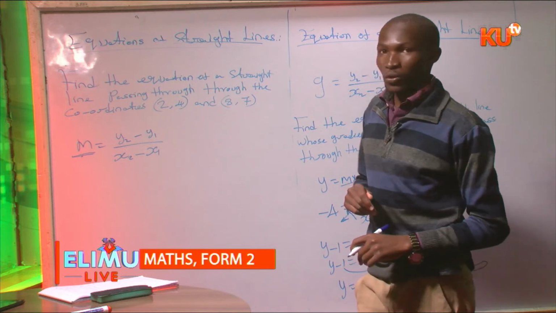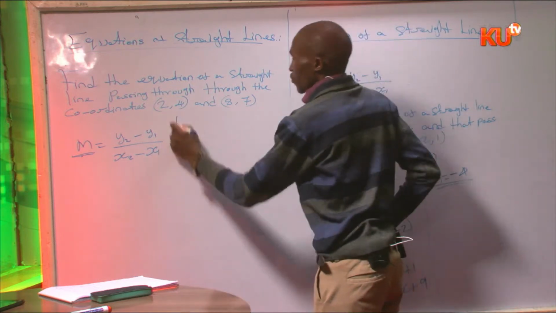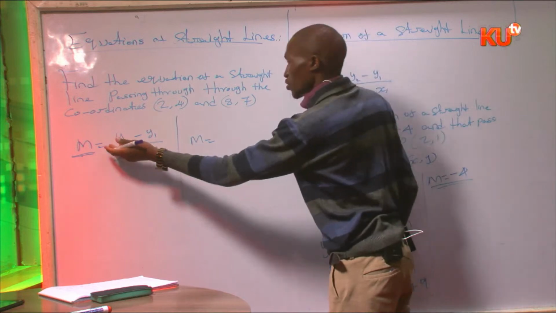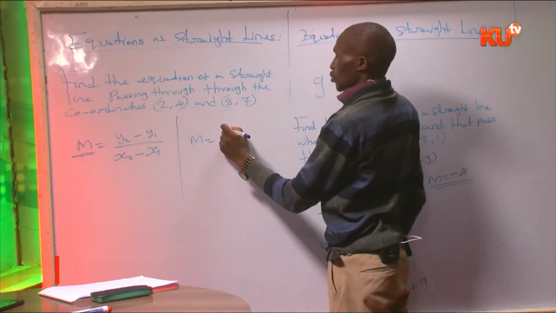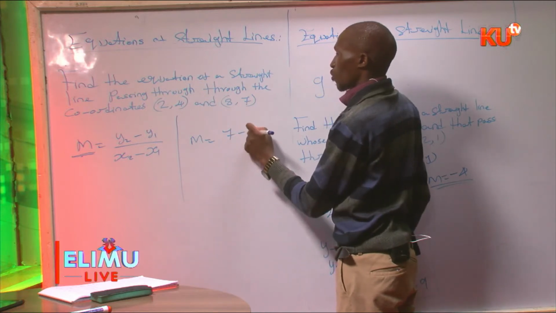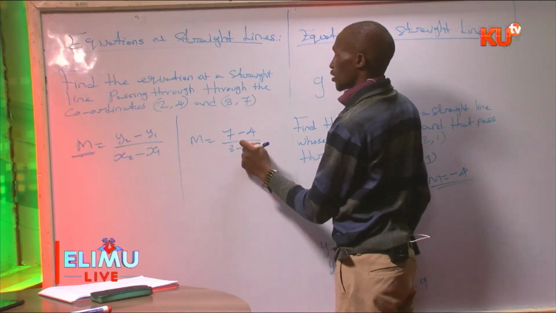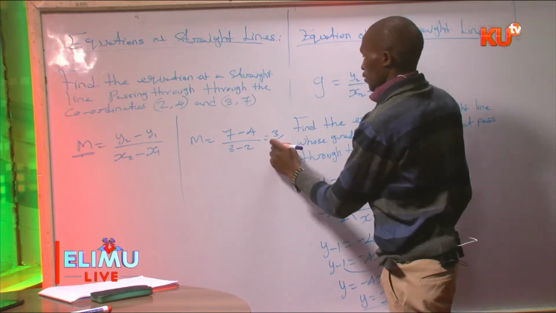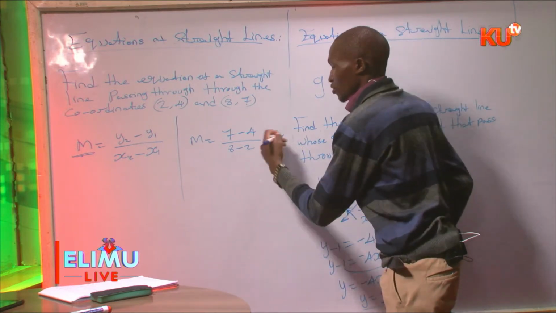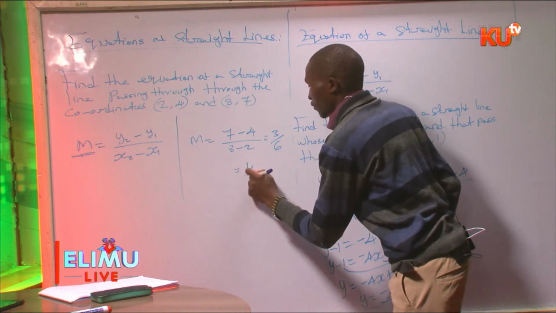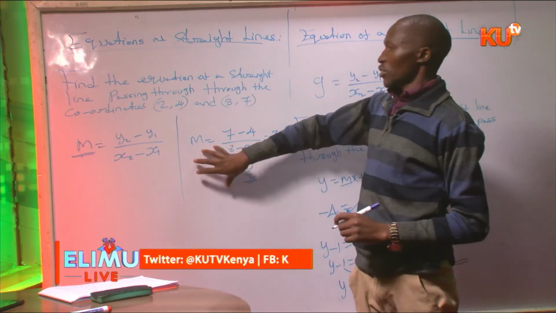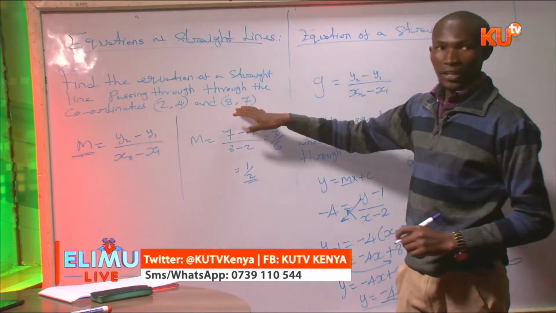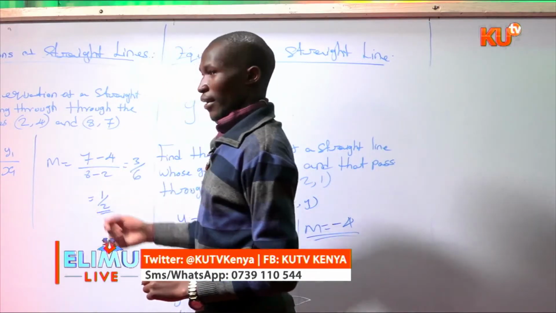We have already worked on how to find the gradient. How do we find the gradient of these 2 points? So we can say gradient equals the change in y all over the change in x. We are using this same formula. So we can choose 7 minus 4 all over 8 minus 2. 7 minus 4 is 3 all over 6. So 3 over 6, you simplify that, you get a half. So we can say that the gradient of the line that passes through the point 2, 4 and the point 8, 7 is a half.